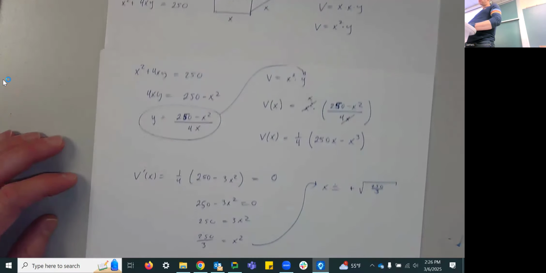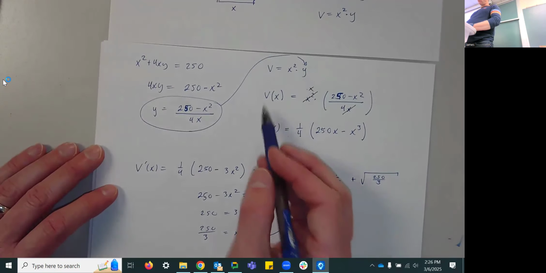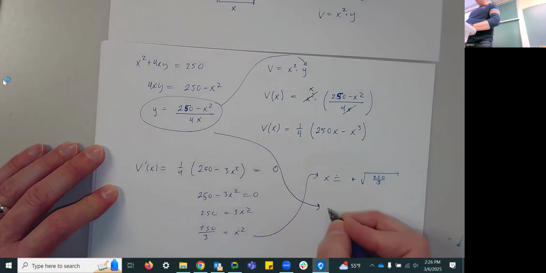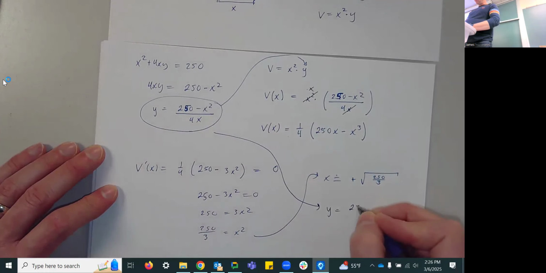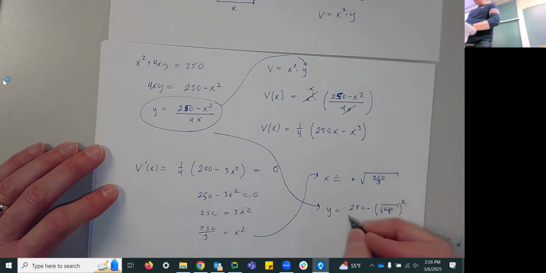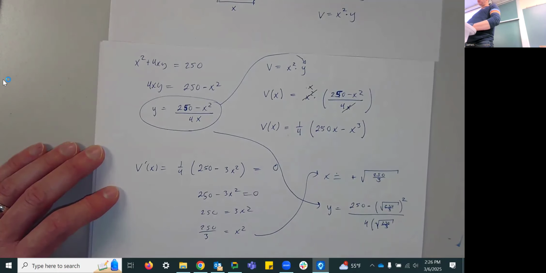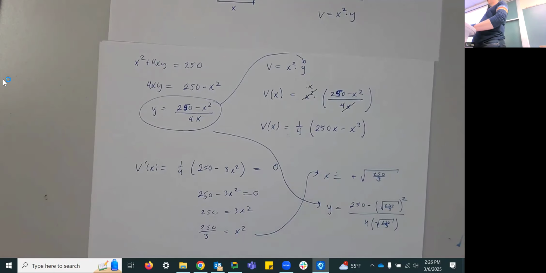And then, looking at our equation for y, we're going to take our x value and say, okay, y is equal to 250 minus the square root of 250 over 3 squared divided by 4 times the square root of 250 over 3. Which is not very pretty, but it is an answer. It could be simplified a little bit. Yeah, there is a reason to simplify this. So I am going to simplify it.